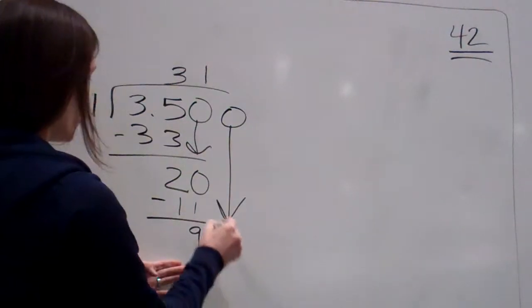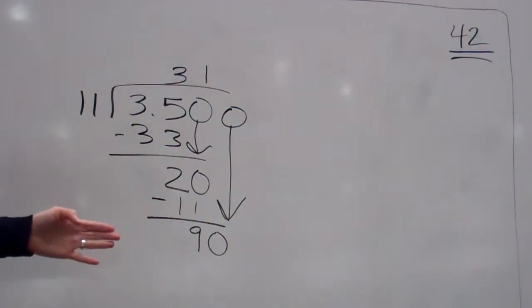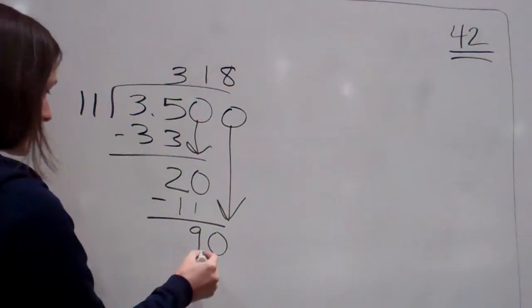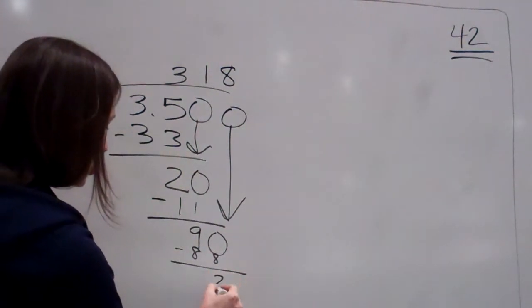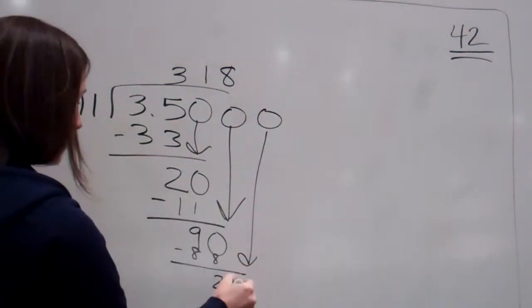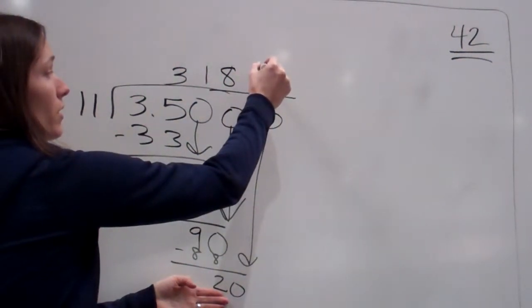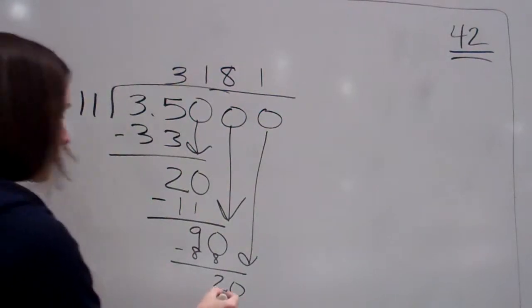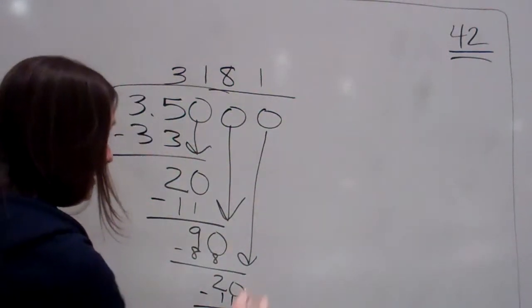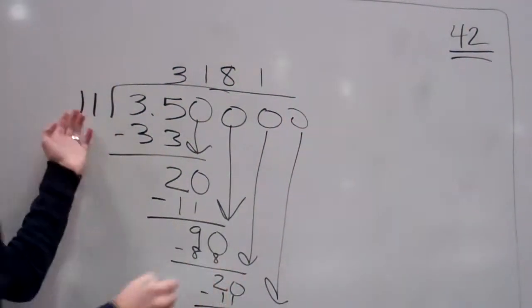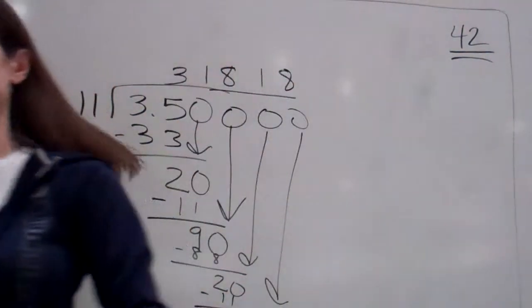Bring a 0 down. 11 goes into 90. 8 times. 8 times 11 is 88. I get 2. Bring down a 0. 11 goes into 20. One time. 1 times 11 is 11. And I end up getting 9. Bring down a 0. 11 goes into 90. 8 times. What do you see is happening?